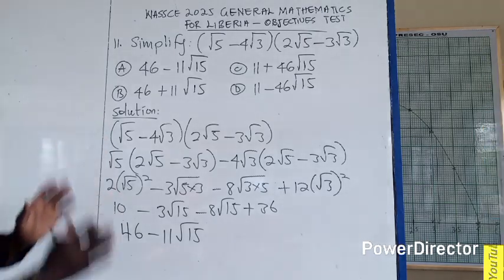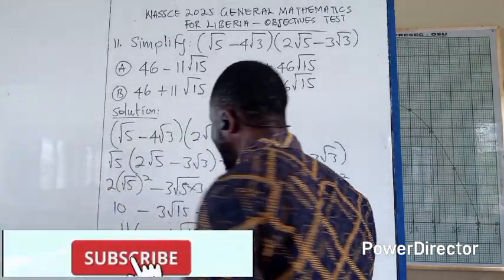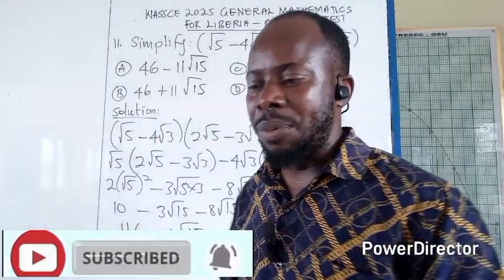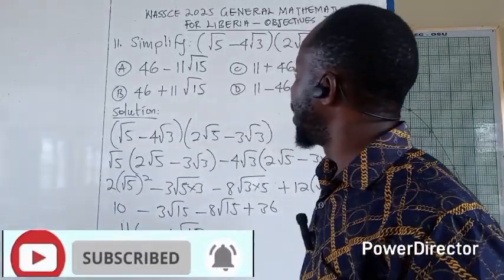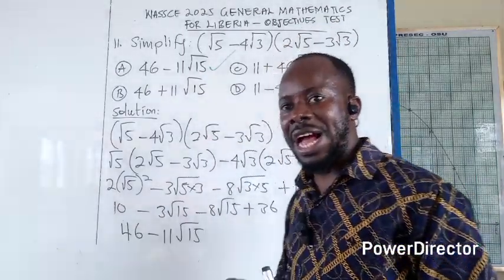And checking the options, which option is going to be the best answer? I think that will be option A. So we are going for A as our best option.